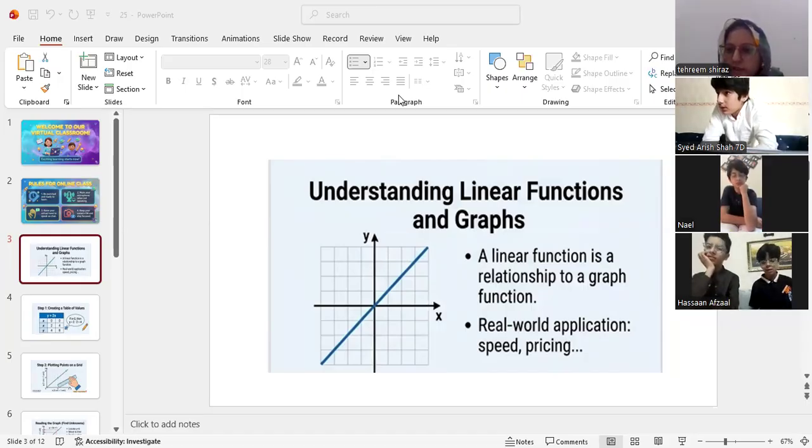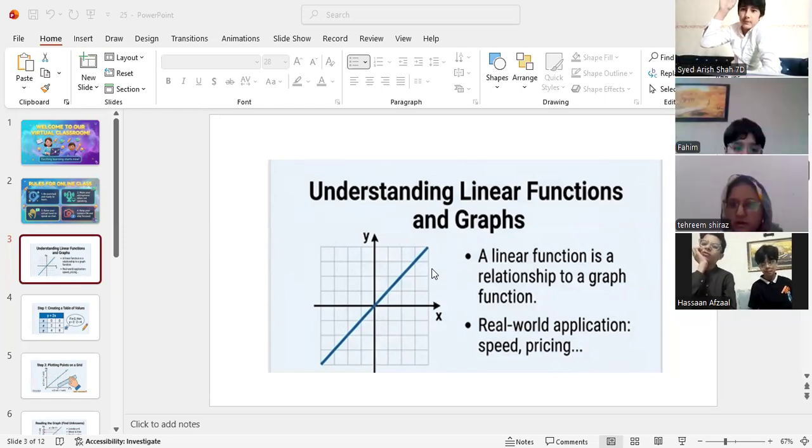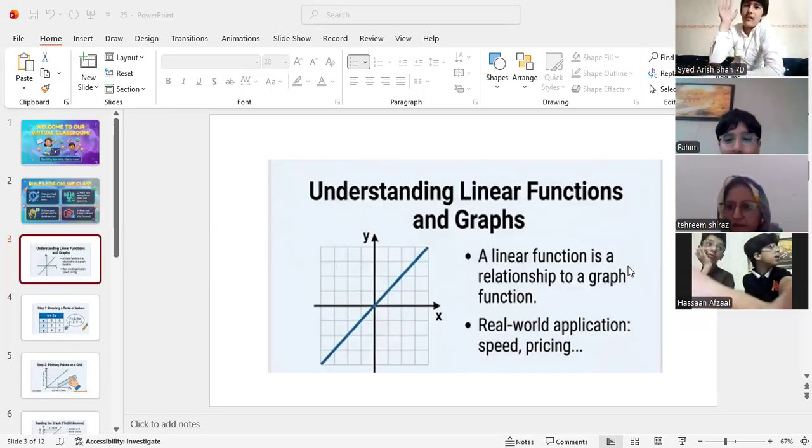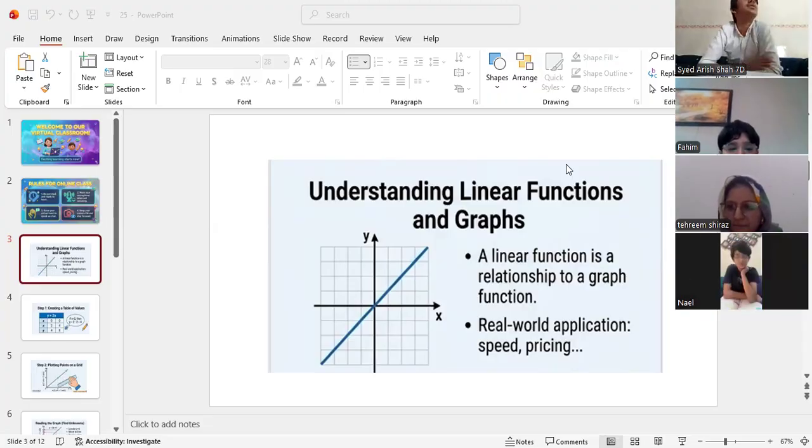Anyone? Nile, can you give me one example of a constant rate of change? Arish, wait a minute. Nile, I'm talking to you. Can you give me any example of rate of change, the constant rate of change? No, ma'am. Ma'am, I was absent in yesterday's lecture. This is the new concept. I'm just starting the new concept. I'm just asking for a real life example.